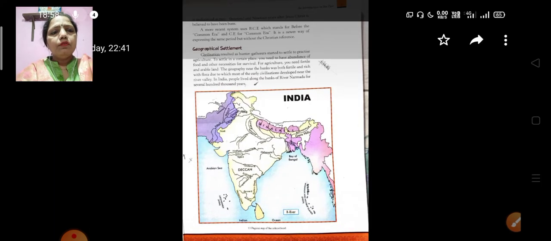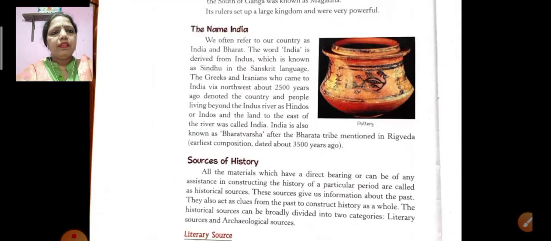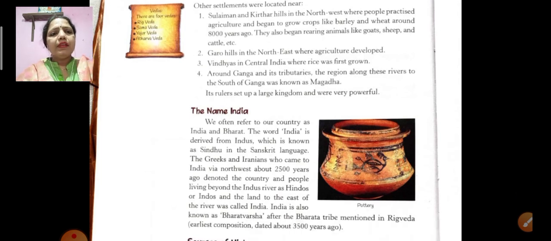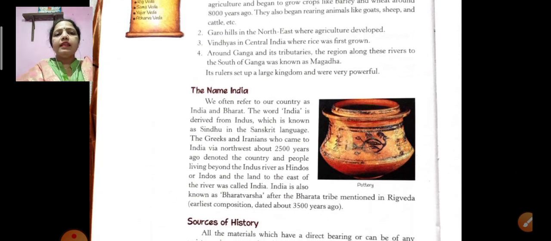So now we will know about some different things, like the name India. Why do we say the name India? We often refer to our country as India as well as Bharat. The word India is derived from Indus, which is known as the Sindhu in the Sanskrit language. The Sindhu is a river, a holy river.